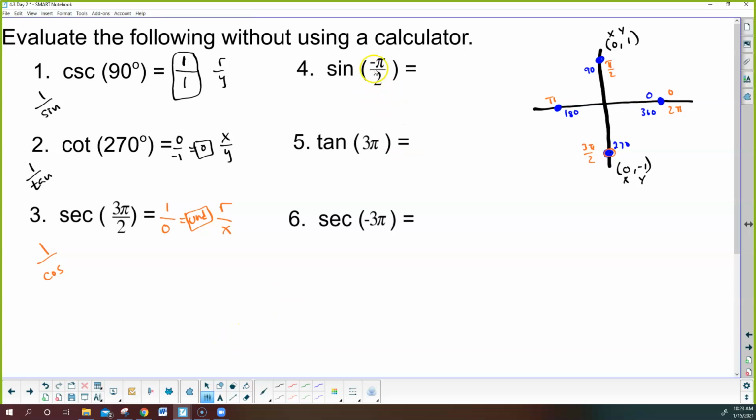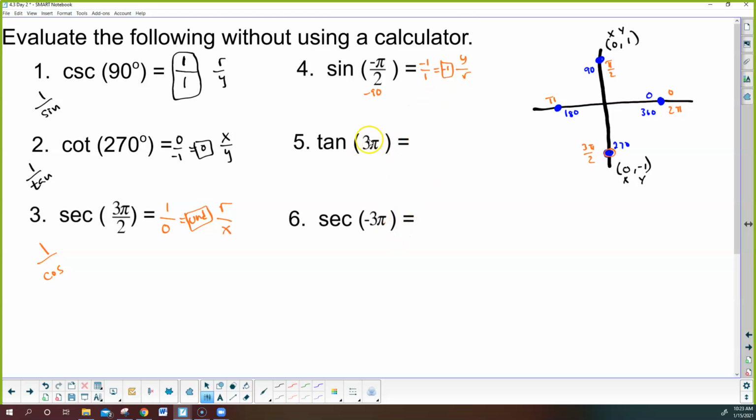Okay. Well, then we've got some other trickier ones. Negative pi over 2. The negative just refers to us going the other direction. So a negative pi over 2 is the same as going to negative 90. And it's sine, so I know that sine is y over r. So if I go negative 90, we know what the y is. The radius is always 1. So I end up with negative 1 over 1, or that reduces down to just negative 1.